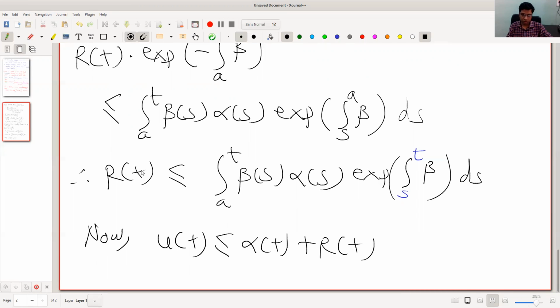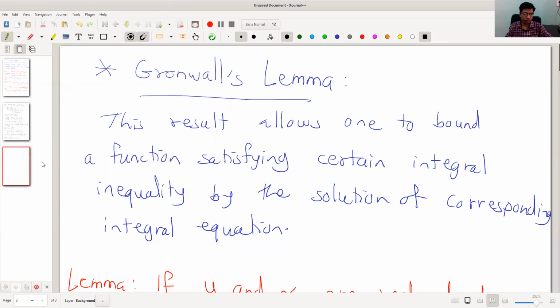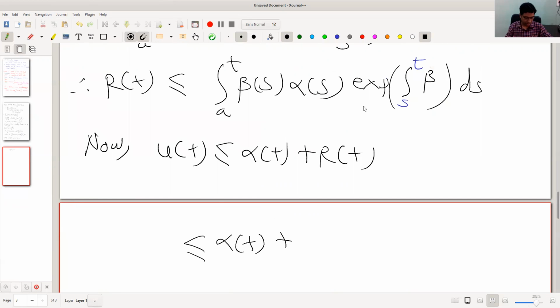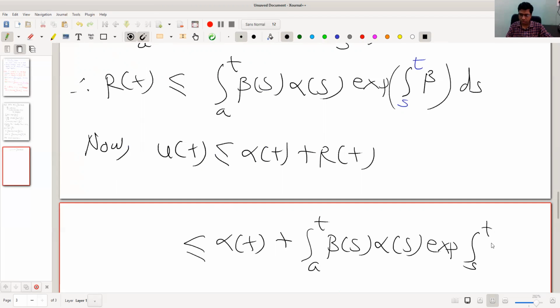And now we can use this inequality here. Okay, this is less equal alpha of t plus r of t, and r of t is less equal this integral from a to t beta of s alpha of s e raised to integral from s to t beta ds. And this is what we wish to prove.